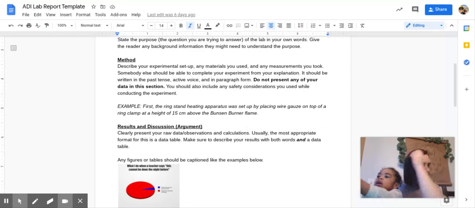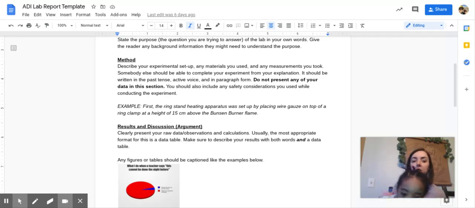Okay, your method. This is a section where you want to be really detailed. So you want to describe what you did in such a detailed way that somebody else could do the same experiment and get the same results. So make sure you don't leave any details out. You're going to write this in the past tense because you already did it. You're not writing a recipe here. It's like you're telling the story of the lab. So you can write it in first person because you did it, but you need to write it in past tense because it's already been done.